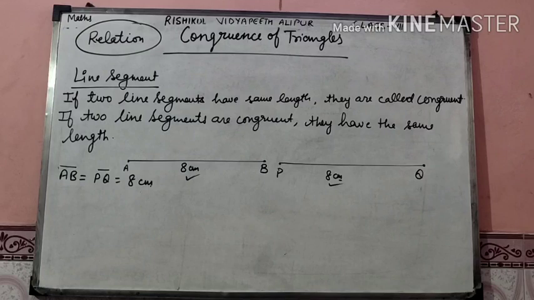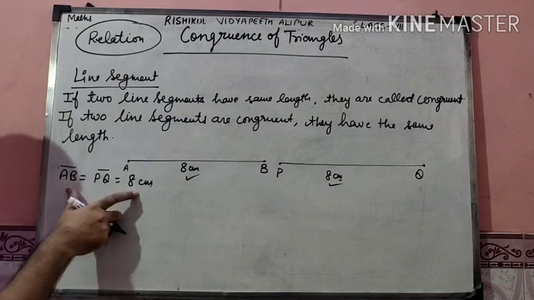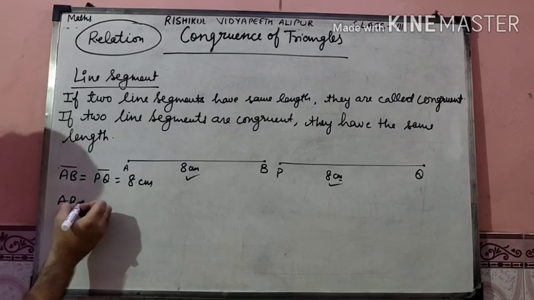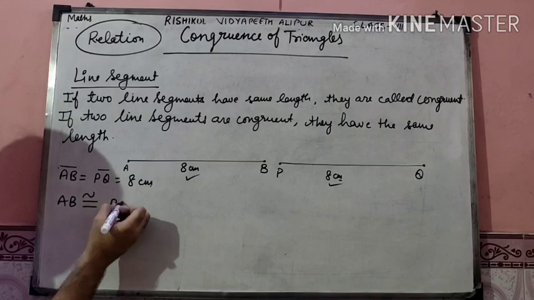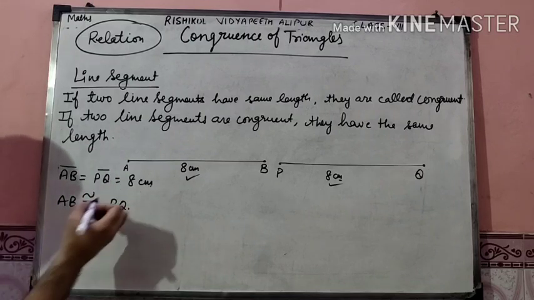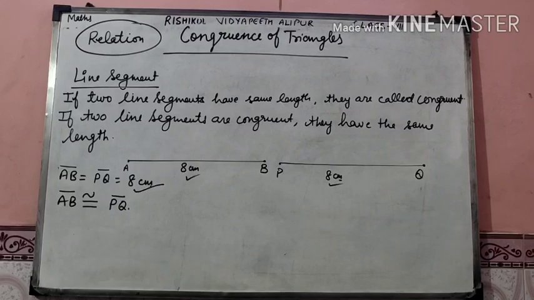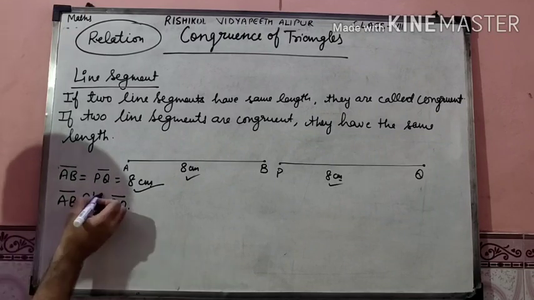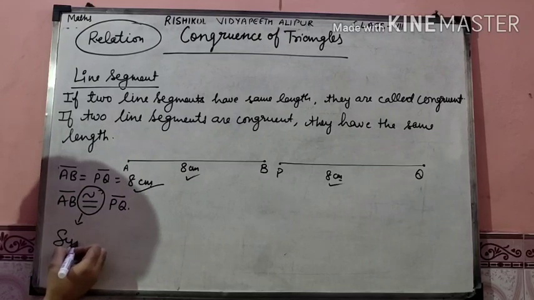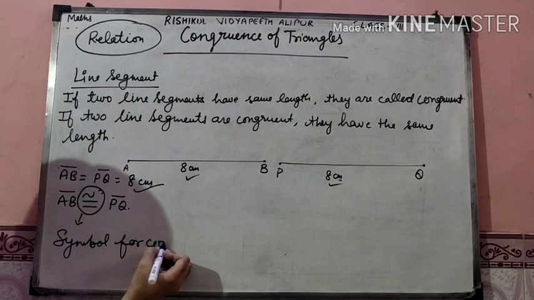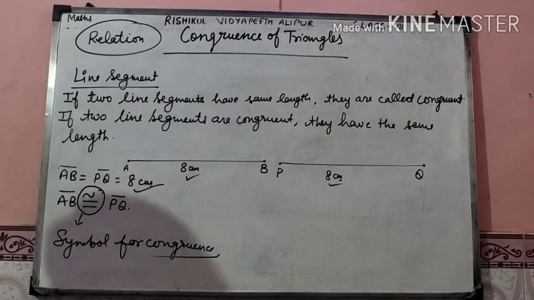Student, one thing I want to tell you: when their lengths are equal, it means they are congruent, and we use a symbol for congruency, that is ≅. AB congruent PQ. When two line segments have the same length, then they are called congruent, and this is the symbol for congruency. Is that clear, students?